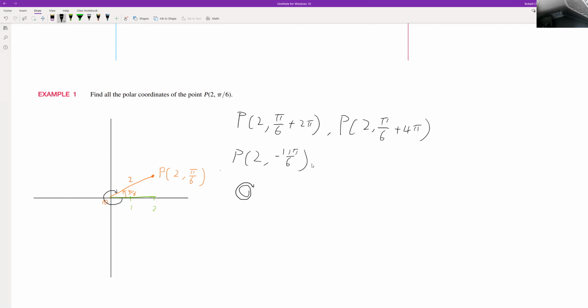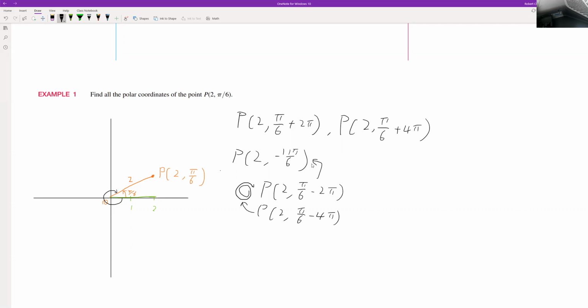So what we have is P of 2 for pi over 6 minus 2 pi, which will be the same thing as that. Or we can do P of 2 and pi over 6 minus 4 pi, and we'll get to the same place as well, right? Which is what we have here. And minus 4 pi, minus 8 pi, and so on, right?